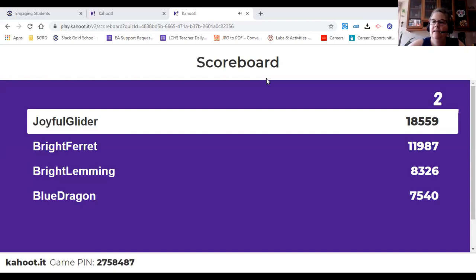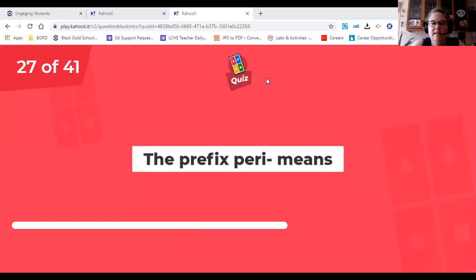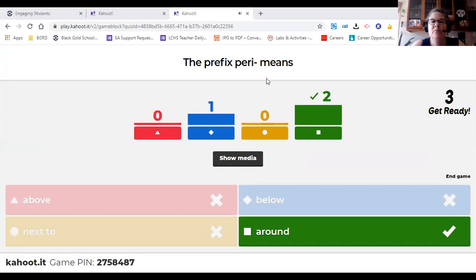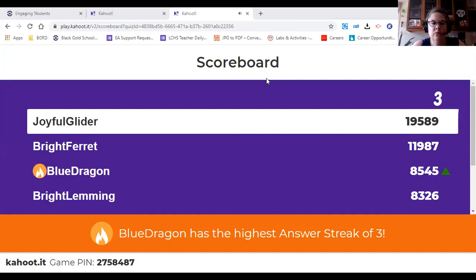Okay, next. Prefix peri means above, next to, below, around. And it means around. Think of perimeter. Perimeter also means we're measuring around something. Ooh, blue dragon got ahead of bright lemming. Nice.